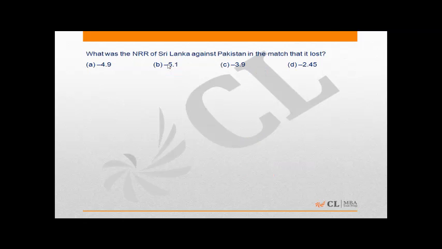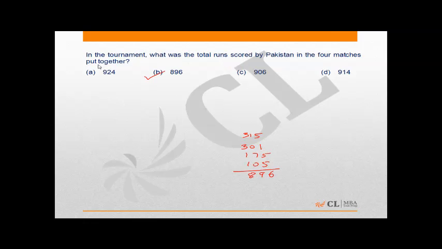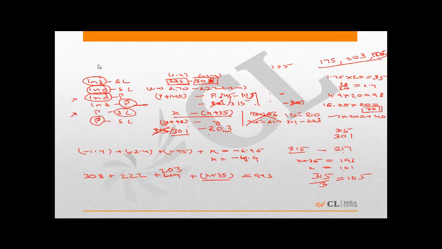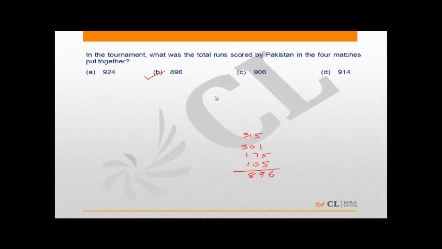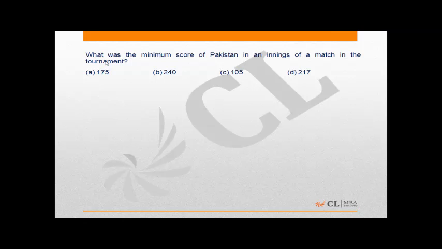Option B. What was the net run rate of Sri Lanka against Pakistan in the match that it lost? We have already calculated that it is minus 4.9. Because of this score only we were able to calculate that it lost the match by 98 runs, or Pakistan must have scored 98 runs more than Sri Lanka in that particular match. Next, what was the score of India against Pakistan in the match that it won? We know that the score of India against Pakistan in the match it won was 245. Because Pakistan scored 105. So 245 is the score. Next, what was the minimum score of Pakistan in an innings of a match in the tournament? We have already calculated that minimum score as 315 by 3, that is 105.